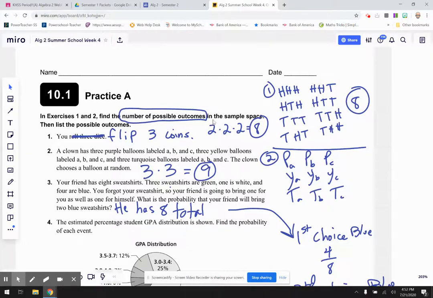Here you got two chances on the first coin, 2 chances on the second, 2 chances on the third. You multiply them, you get 8 chances. You can see how we got those answers.